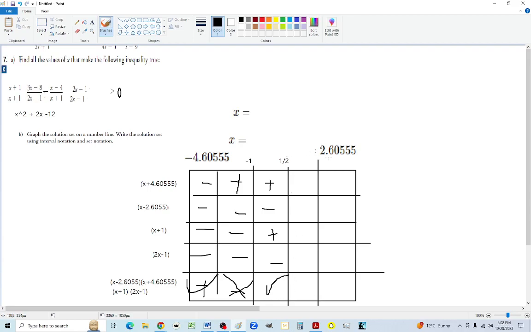So between 1/2 and 2.6 is 1, which makes positive, negative, positive, positive, which makes negative. So that's a no. This last one should be a yes. So let's take a 3. That's positive, positive, positive, positive, and that's a yes. So below minus 4.6, between minus 1 and 1/2, and above 2.6.